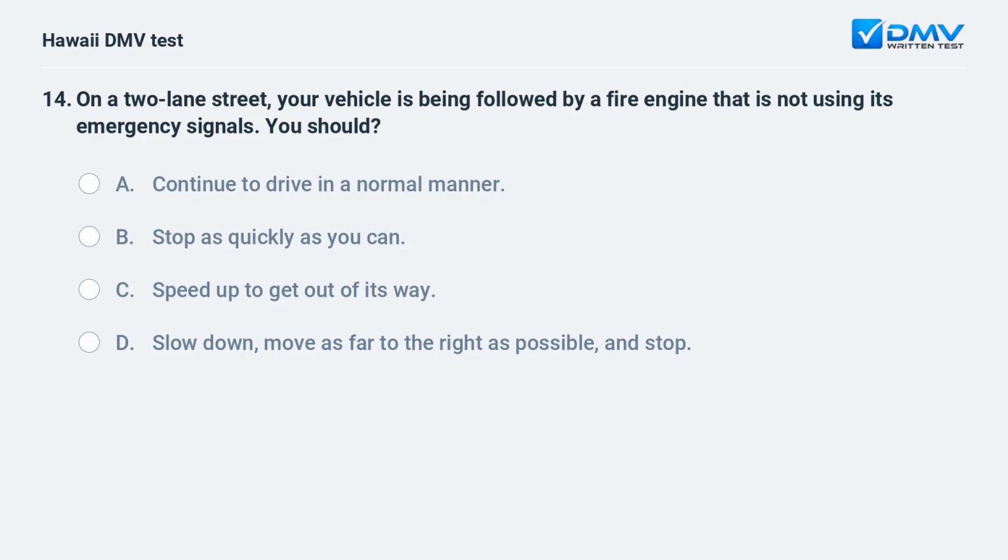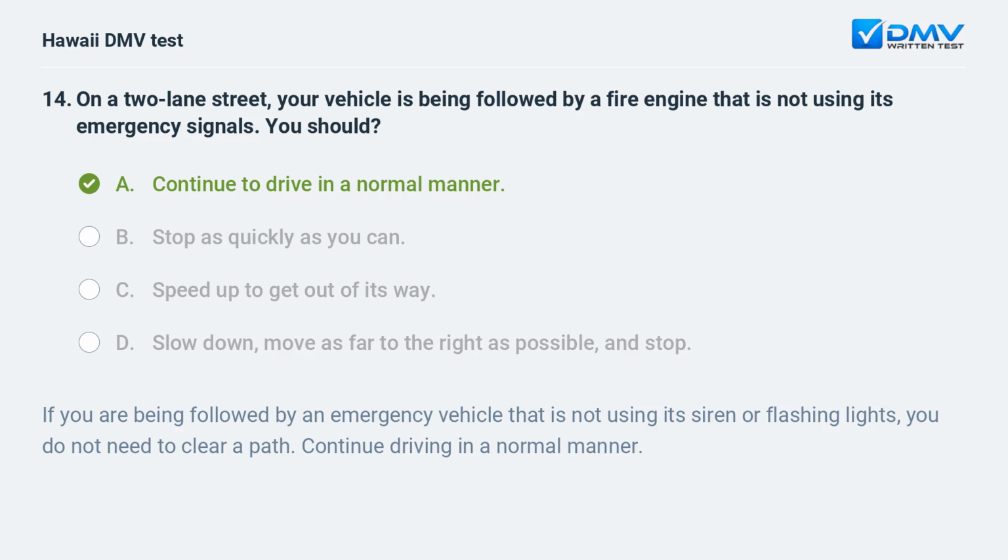On a two-lane street, your vehicle is being followed by a fire engine that is not using its emergency signals. You should a. Continue to drive in a normal manner. b. Stop as quickly as you can. c. Speed up to get out of its way. d. Slow down, move as far to the right as possible, and stop.